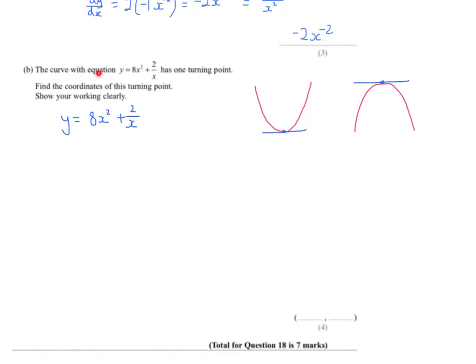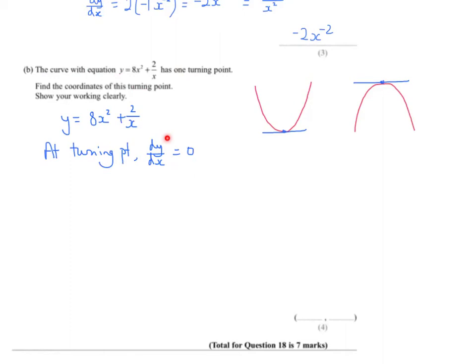So part B says that the curve with equation y equals 8x squared plus 2 over x has one turning point. Find the coordinates of this turning point. Well, the first thing to state is that where there's a turning point of a curve, so that's a maximum or a minimum point, the gradient of the tangent to the curve at that point will be 0 because it's parallel to the x-axis. Now what gives us the gradient of the tangent to the curve? Well, the gradient of the tangent to the curve is given by dy dx. So we can say that at the turning point, dy dx equals 0.